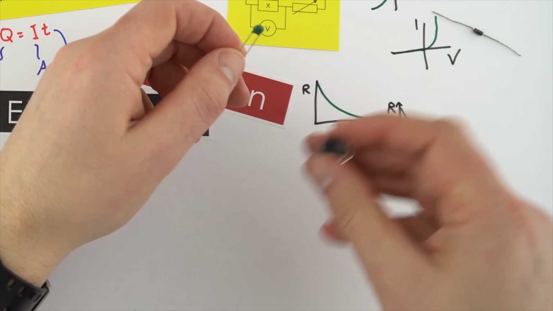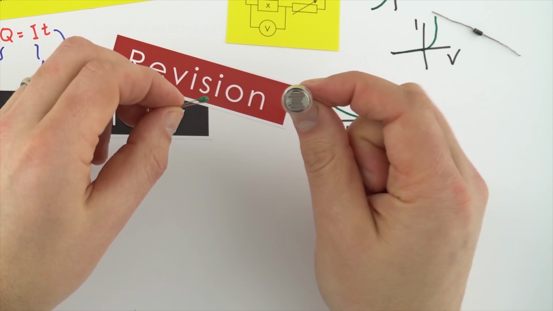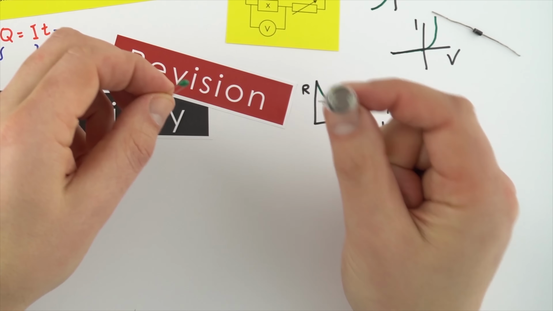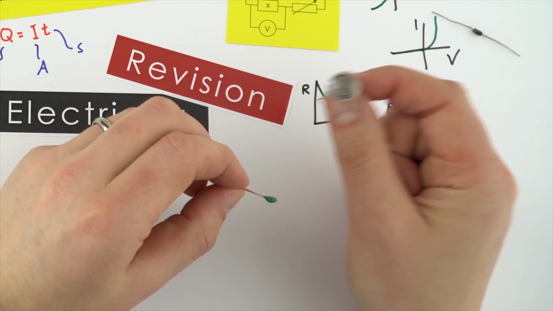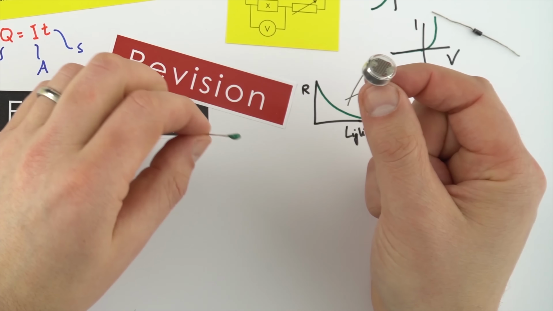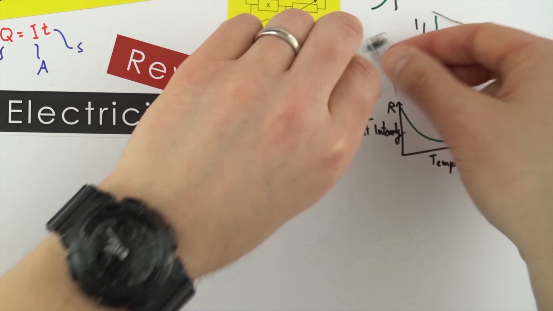And these two components can be used for all sorts of applications where maybe these can be used to sense something. So if it gets too hot or gets too dark, we can use this to turn on other parts of an electrical circuit.